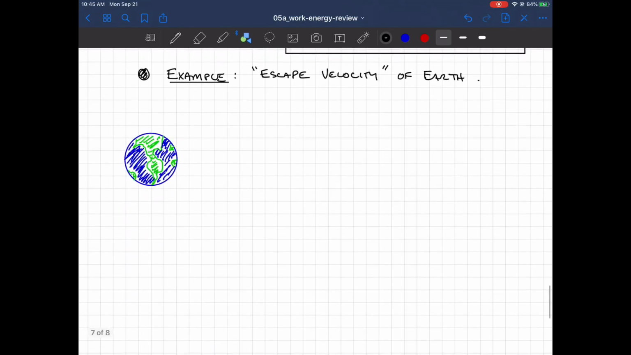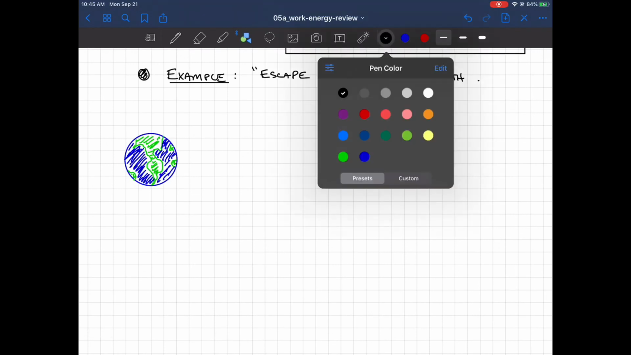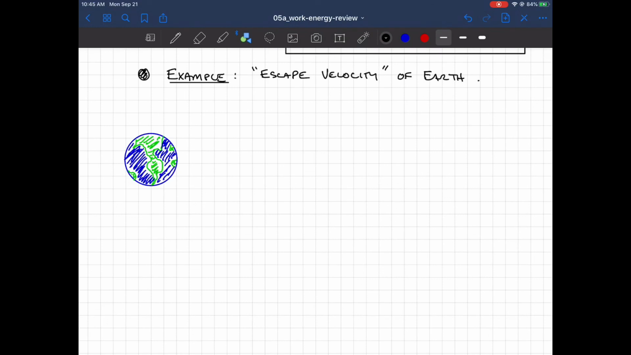Now let's do an example with conservation of energy. So this is called the escape velocity problem. And the question is, if you put a rocket, maybe somewhere here in Germany, what sort of initial speed does it have to have such that it can escape Earth's gravity, such that it can go off to wherever it wants to go in the universe?